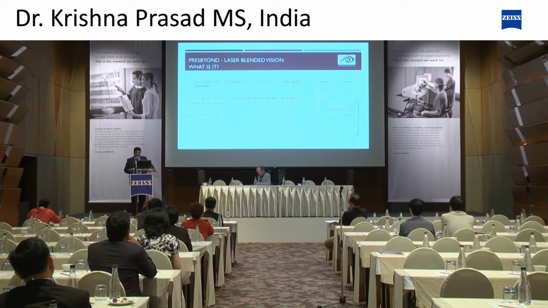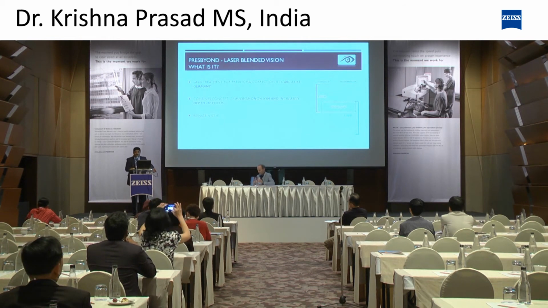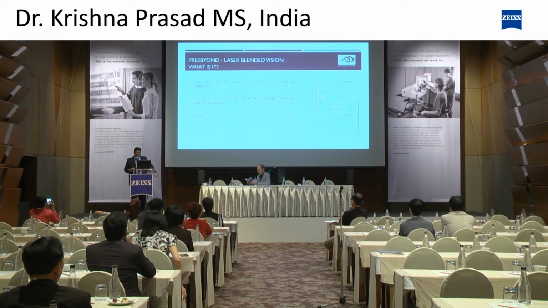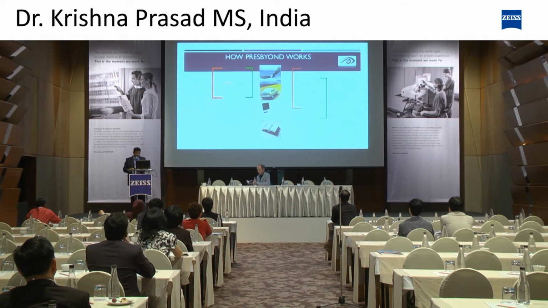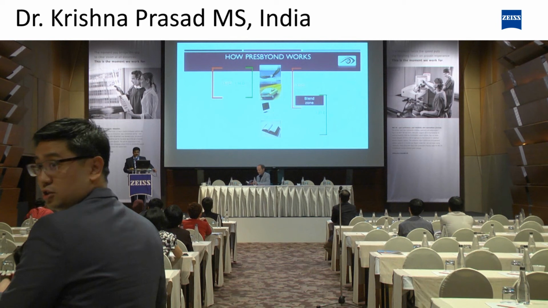So what exactly do we do? We make the dominant eye emmetropic and the non-dominant eye myopic by 1.5 diopters. I just want to tell you the blend zone is nothing but where the vision from both the dominant and the non-dominant eye meets up, and the binocularity is retained.